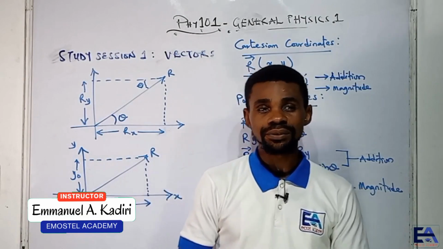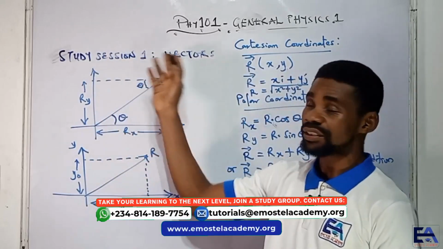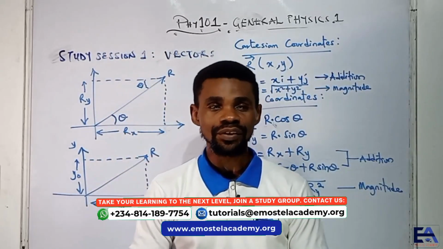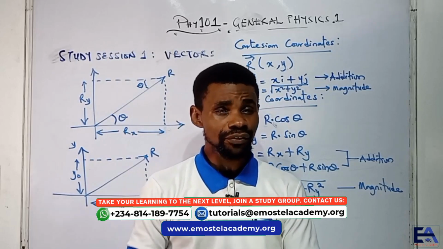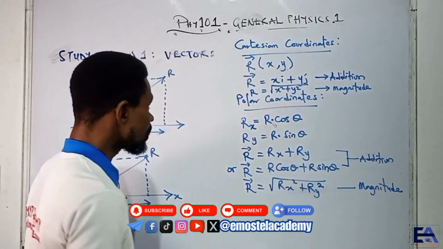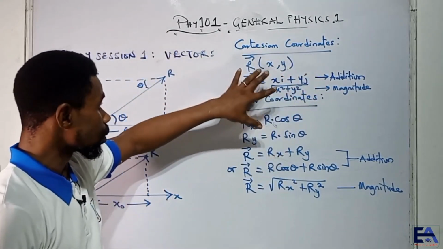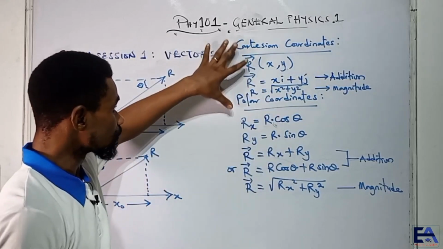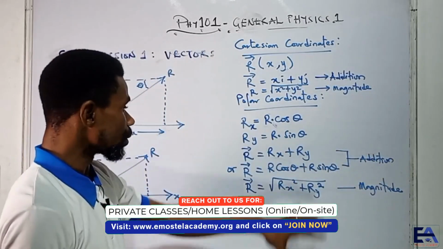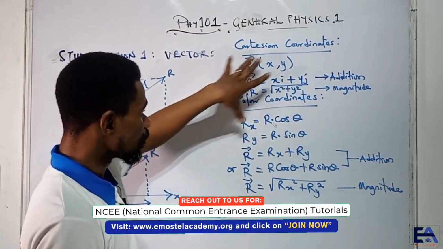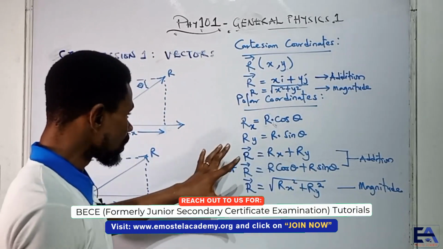So this is the third video we are doing on vectors, still under study session 1, and it's going to be the final video on vectors anyway. Previously we talked about the addition of vectors, we talked about the components, and then we discussed the addition of vectors in terms of its Cartesian coordinates, and then in terms of its polar coordinates. So I've just made a summary of all our discussions so far in terms of addition of vectors. I've just made it here.